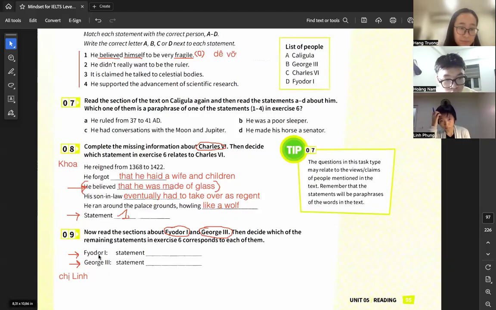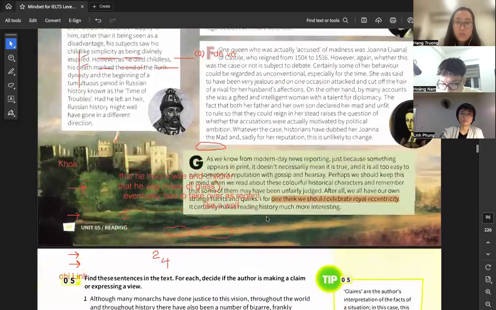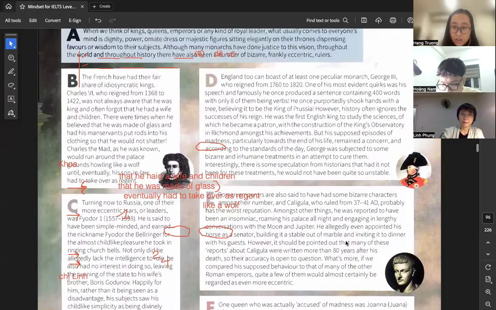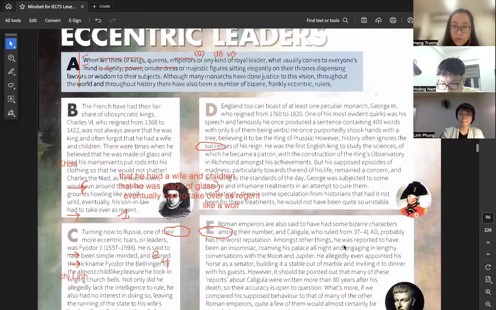Chị Linh, Theodore. Theodore statement number 2. He didn't really want to be the ruler. Okay, didn't really want to be the ruler. Đúng không? And George III, statement number 4, supported the advancement of scientific research. Okay, exactly. Number 4. You can look at George III here. Here, right? George, where is George?